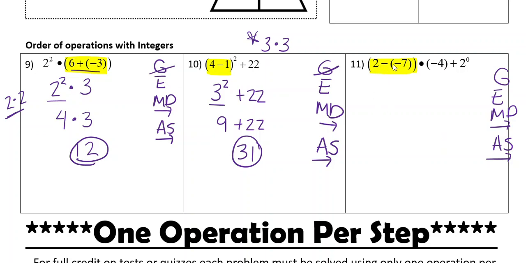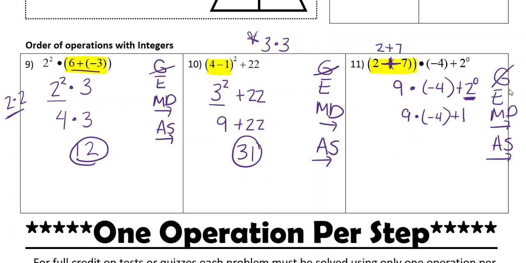I have to solve 2 minus negative 7. Minus negative, those get funky. That's a plus, so that's really like 2 plus 7. So this is really 9 times negative 4 plus 2 to the 0. Make sure you're bringing down all your toppings. Now I can solve this exponent. Anything to the 0 power is 1. I'm bringing down all my stuff.